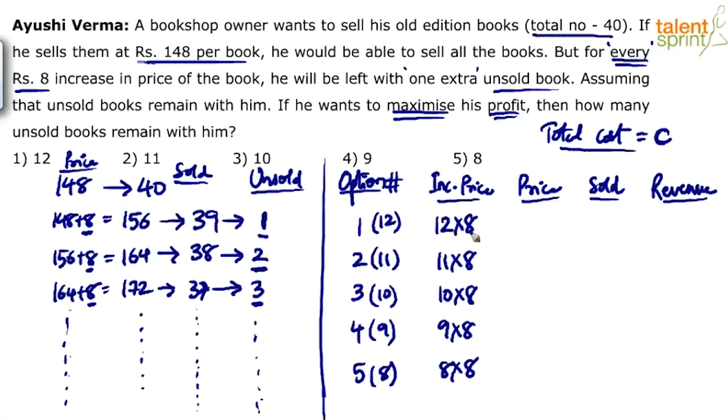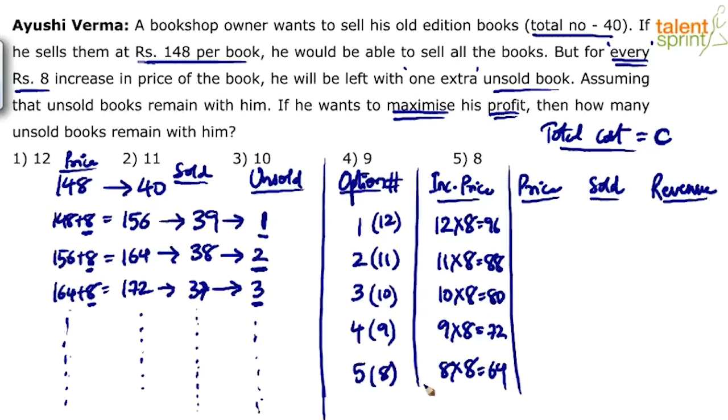So 12 books unsold, 12 into 8, which means 96 rupees. Here the price increased by 88 rupees. Here 80, 72, 64. Right? Now, what is the price of the book? Understand. For 0 unsold books, the price is 148. Here the increment is 96. 148 plus 96. How much is 148 plus 96? You understand the price of the book. 148 plus 96 will be 244.